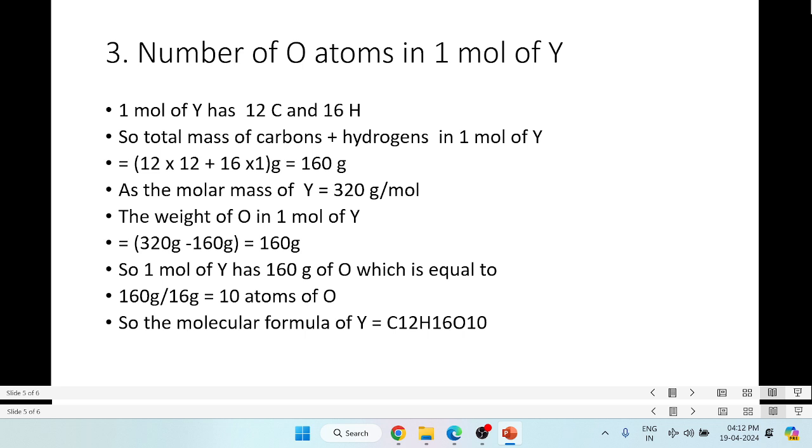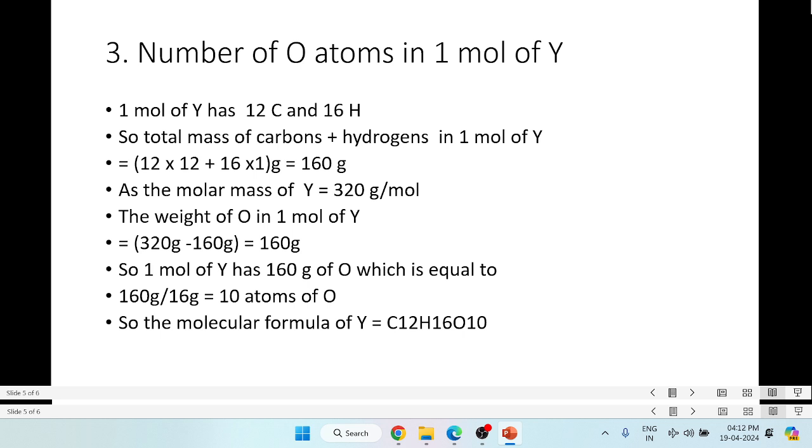So the weight of oxygen will be 320 minus 160, because we know that the molar mass is 320. So the weight of oxygen in 1 mole of this compound is 160 grams. Now we know that one oxygen atom weighs 16 grams. So 160 grams of oxygen will be how many atoms? It will be 10 atoms of oxygen. So each mole of Y contains 10 atoms of oxygen.